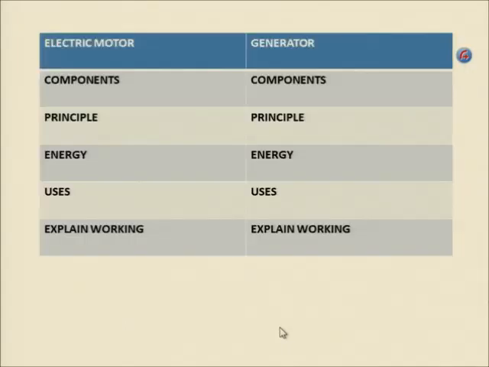If I then summarize what we've just gone through, you will have to make a little table for yourselves, and in that table you will say, what are the components of an electric motor? What are the components of a generator? What is the principle on which an electric motor is working? What is the principle on which a generator is working? Energy conversion for both, uses for both, and you need to be able to explain the working.